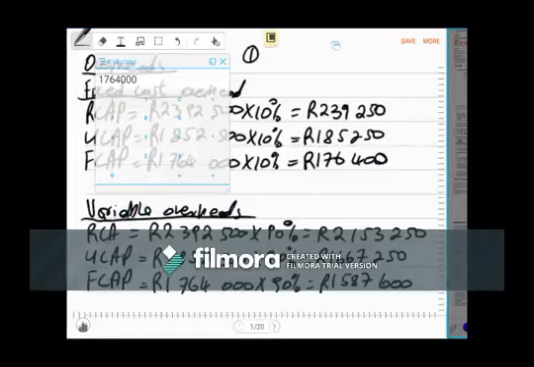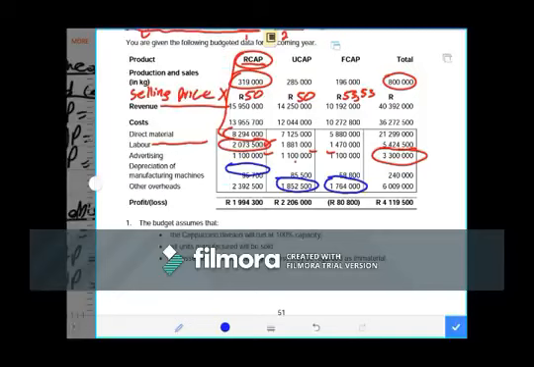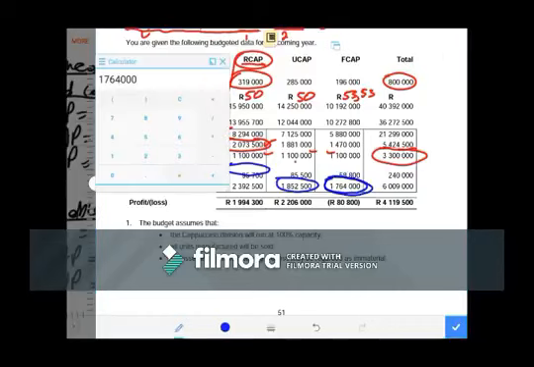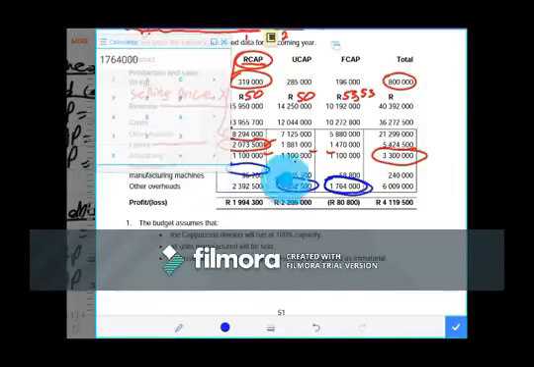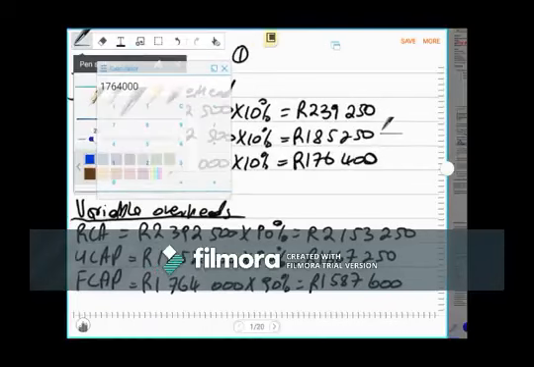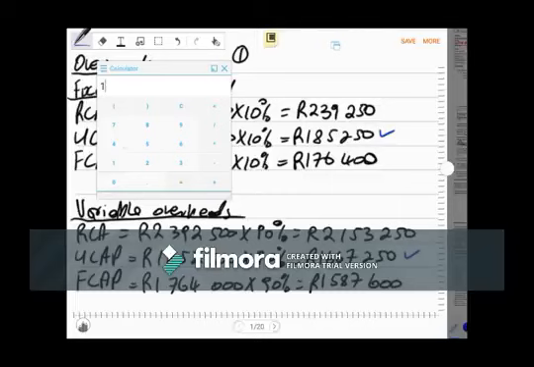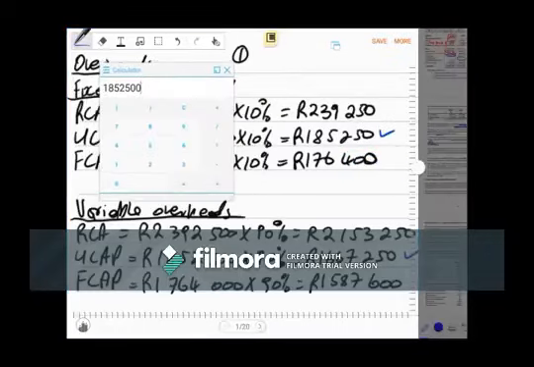1,764,000. When you add the fixed and variable for each product, you must get the total of the overhead for that product. Meaning you must get the total overhead of 1,764,000 when you add the cappuccino, which is the flavored cappuccino. And also for the second product, we had 1,855,250 plus 1,667,250. This gives us 1,852,500, which is exactly 1,852,500, this one. So we can see that our figures are balancing.